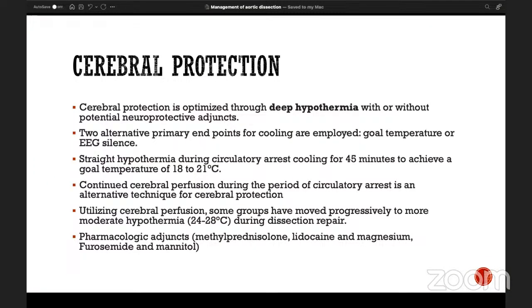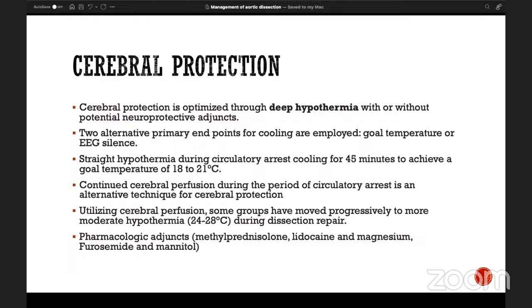For cerebral protection, the most commonly used mechanism is deep hypothermia, with or without a neuroprotective adjunct. The endpoint for cooling is either a target temperature or EEG silence. With straight hypothermia during circulatory arrest, you are usually cooling for 45 minutes, and the target is around 18 to 21 degrees. This is without an adjunct like cerebral perfusion.